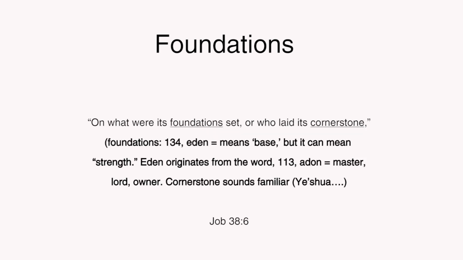Job 38:6 says, "On what were its foundations set, or who laid its cornerstone?" Okay, so foundations there is the word 134, Eden, and it means base. But it also can mean strength. So everybody's interpreting this as base, but it could also mean strength. Eden originates from the word 113, Adon, which means master or lord or owner. Okay, so then you've got the word cornerstone there. Doesn't that sound familiar, everyone? Cornerstone being Yeshua. So to understand that the earth has been established through the strength of its owner, our cornerstone, would make sense in this text.